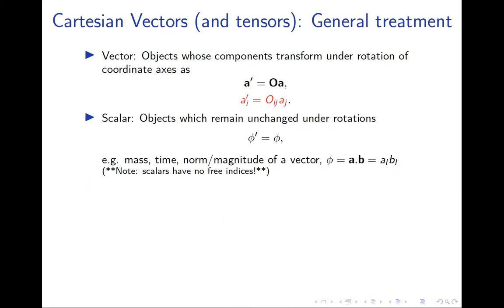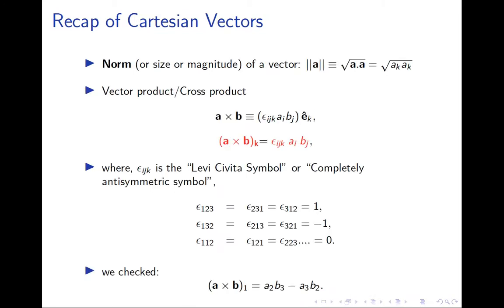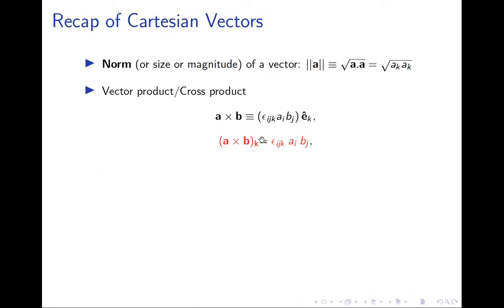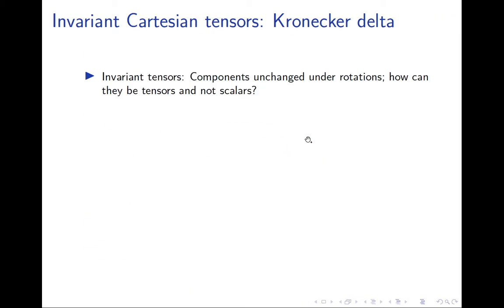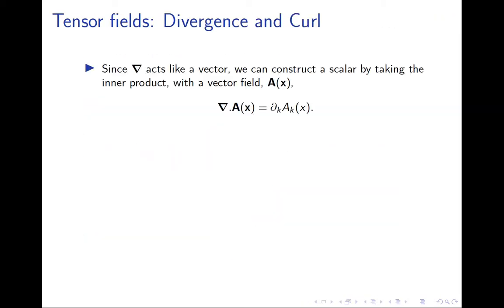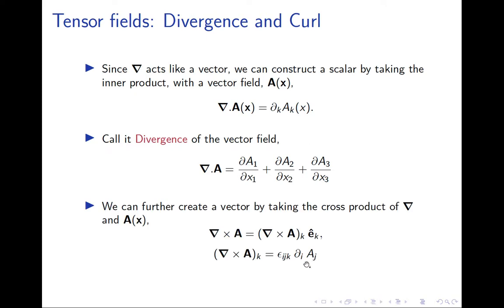Let me just go back for a second. Yeah, so this is the formula for the cross product. Instead of A, imagine the gradient operator. Instead of B, imagine the big A. And then the kth component of that should be epsilon ijk del i Aj, right? This is known as the curl, or the circulation density.